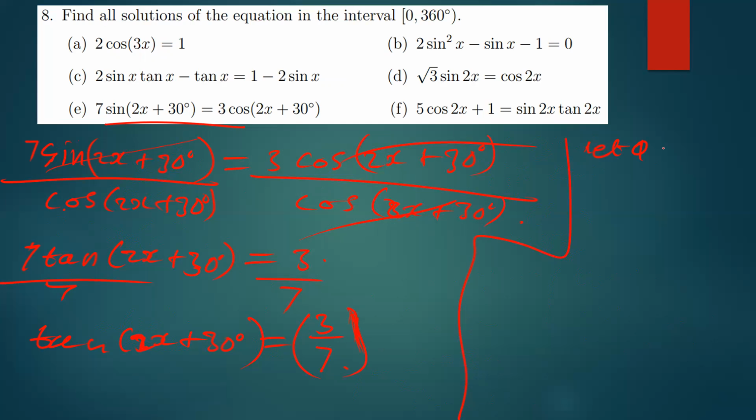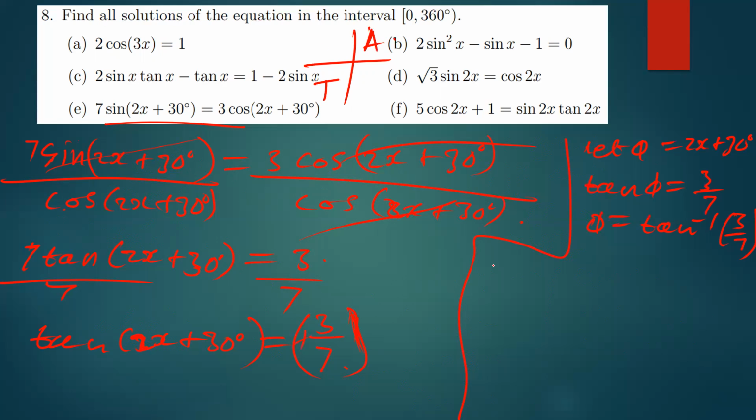let phi be equal to 2x plus 30 degrees. So when you do that, you're going to have tan phi is equal to 3 over 7. So you have your reference angle being equal to tan inverse of 3 over 7. Here we have a positive, and hence we have to find the quadrants in which tan is positive. So tan is positive in the third and in the first quadrant.